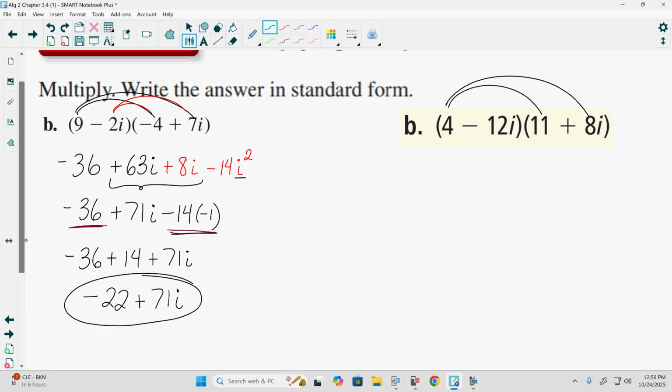So 4 times 11 is 44. Then we do 4 times 8i. 4 times 8 is going to be plus 32i. Then we do the same thing with negative 12. Negative 12 times negative 11i, 132i. And negative 12 times 8i, negative 96i squared.